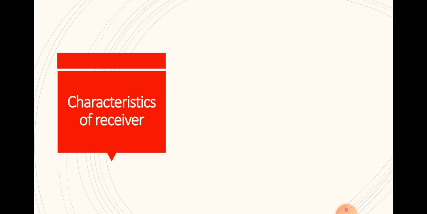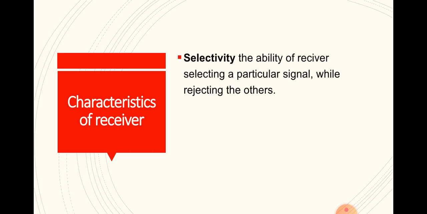Now let us see the characteristics of receivers. The first characteristic is selectivity. What do you mean by selectivity? Selectivity is the ability of a receiver to select a particular signal while rejecting the others. The selected signal is communicated to the next block, and the other signals are blocked. That ability of the receiver to select is known as selectivity.